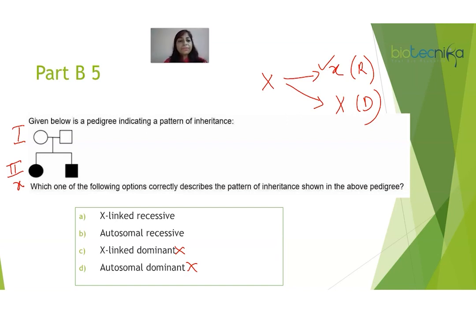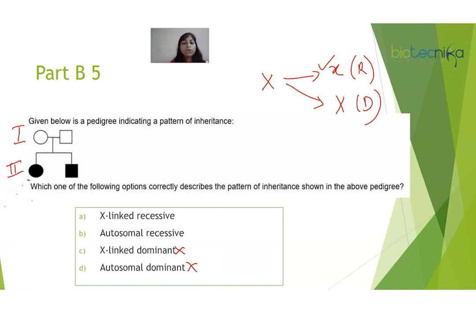In that situation, if the female is affected, it means she has two copies of small x, right? She is homozygous recessive. One small x allele she is getting from her mother, and the other small x allele she has to get from her father. That makes her father small x capital Y, and her father also has to be affected if the disorder is because of the recessive allele. But since her father is not affected, it cannot be X-linked recessive.